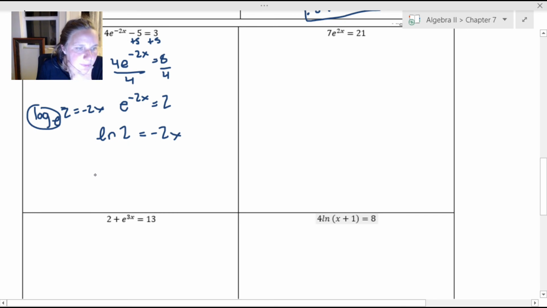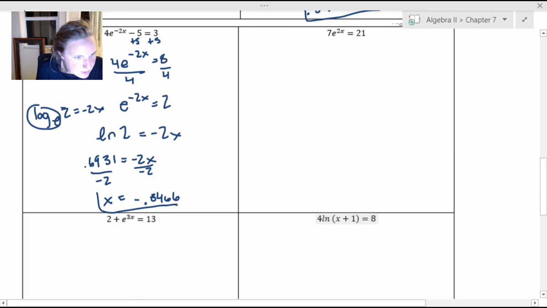Alright, so then we can evaluate the natural log of 2. I'm not going to use my calculator, I already did it. It's 0.6931 is equal to negative 2x. We divide by negative 2. And x is going to be equal to a negative number, because a positive divided by negative is going to be negative 0.3466. There we go. Done.